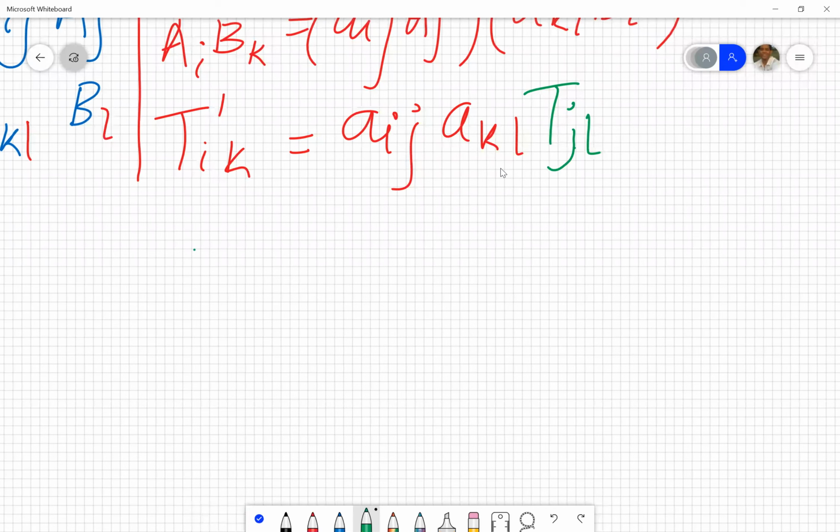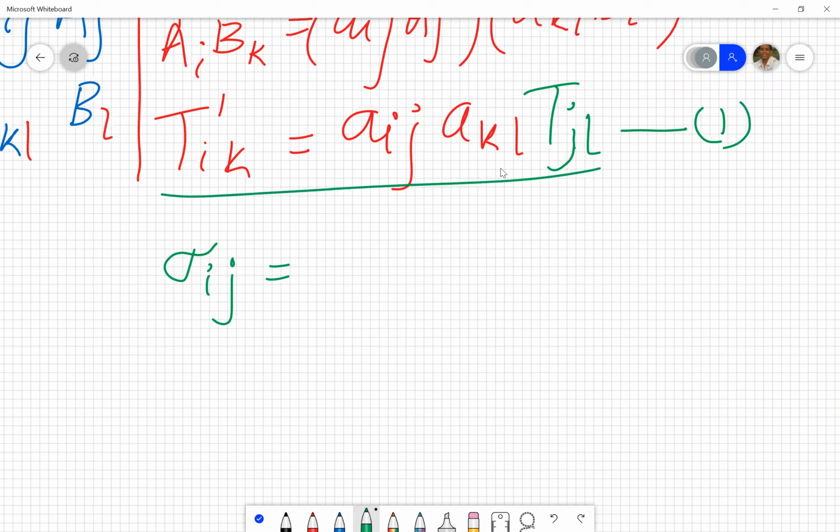How can we write the stress component? Sigma ij. We are writing sigma ij. Stress is a second rank tensor, so the method of writing the stress is here. Now from the vector, we are focusing on the stress and how to write the stresses. You can represent this as equation one, the transformation equation.